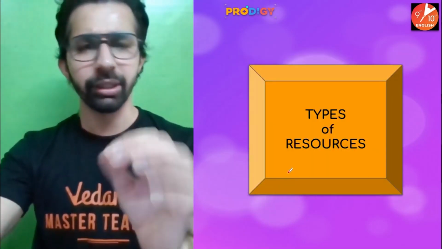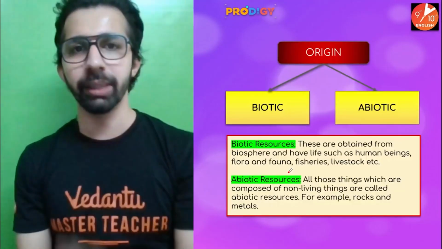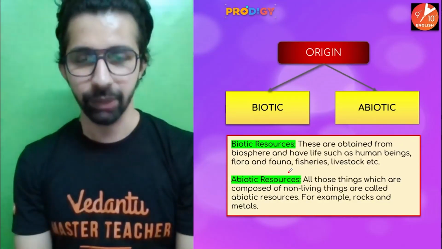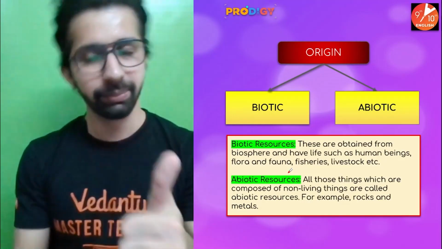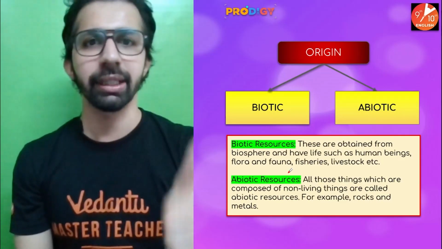Guys, let's understand about the types of resources. My dear students, resources can be classified into four major types. The very first part is on the basis of origin. On the basis of origin, we have two further types, biotic and abiotic. It is very simple. Biotic, living things.